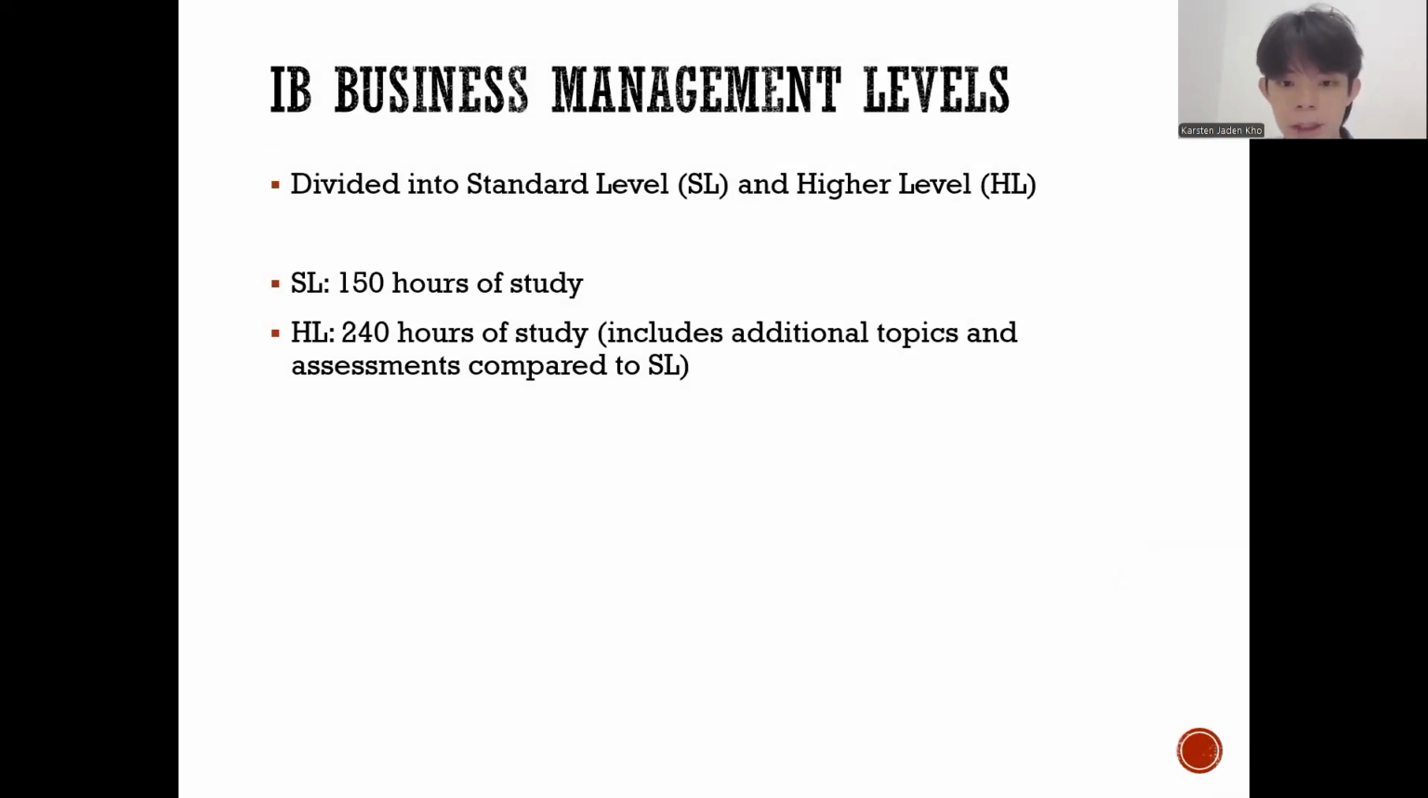There are two levels in IB business management, standard level and higher level. The standard level course requires 150 hours of study, providing you with a solid foundation of business management. The higher level course requires 240 hours of study, which includes additional topics and assessments compared to SL. The higher level course gives students a deeper and more comprehensive understanding of business concepts. So, whether you're aiming for a more general overview at SL or looking to dive deeper into advanced business topics at HL, each level is designed to cater to different needs and depth of study.